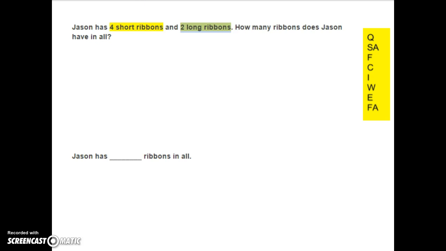Next, I want to underline any of the clue words. That's next in the list of my jobs. So I need to underline anything that gives me a clue about how to answer this question. How many might be a word that helps me. So I'm going to choose to underline that. And in all is another choice.